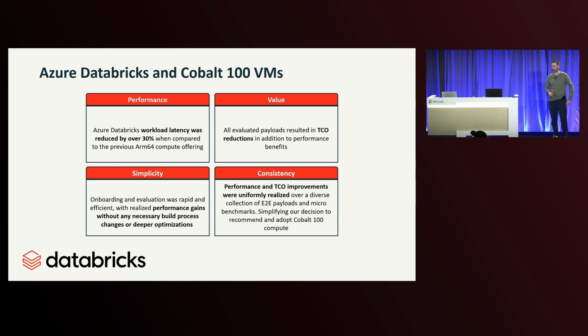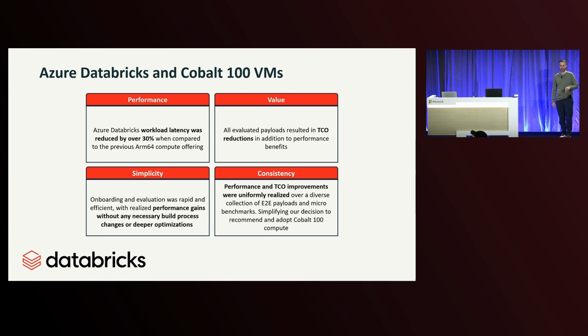The two at the top, performance and value, these are pretty obvious ones, right? The standard was set long ago. As new generations of compute come out, we're expecting improved performance and improved value. But I'll talk a little bit more about simplicity and consistency because we'll be circling back to some of the specifics around what we've measured with performance.